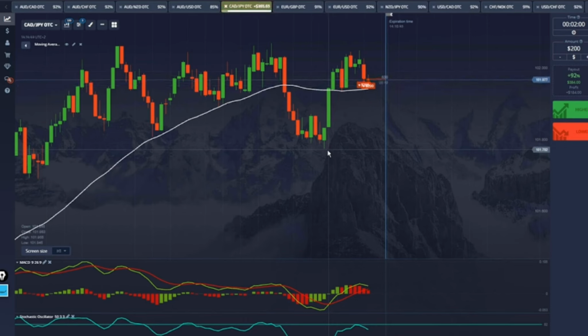Take into consideration the economic calendar before trading to avoid the high volatility that comes in during the news.